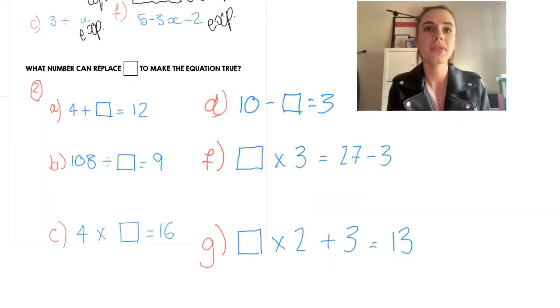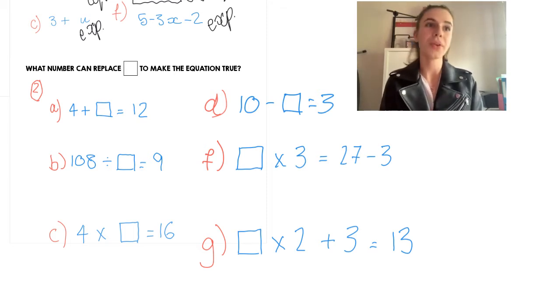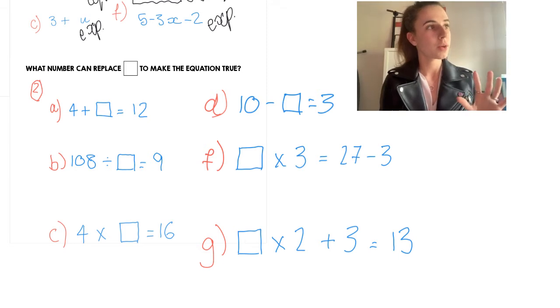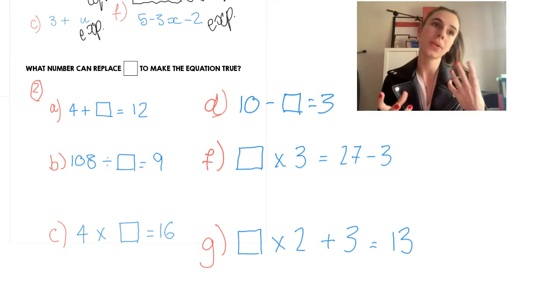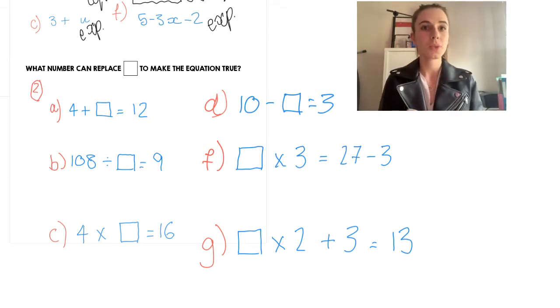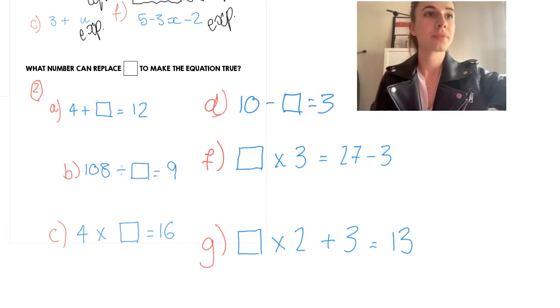In this second set of questions, I'm going to ask you what number can replace this blank box that I've given here to make the equation true. So remember, with an equation, the left-hand side has to equal the right-hand side. So we're going to work out what number is going to go in that blank box to make the equation true. So let's have a look at part A.